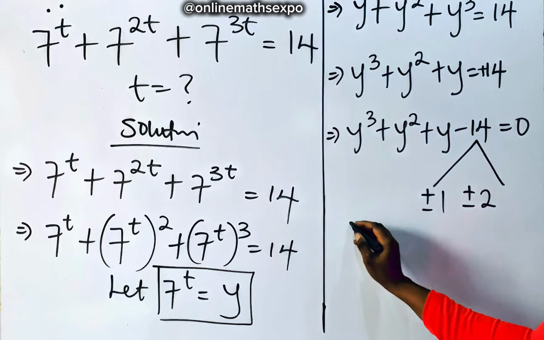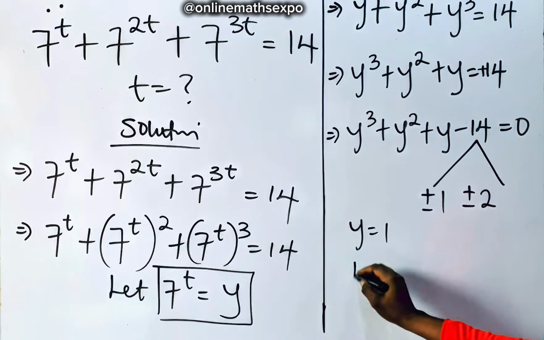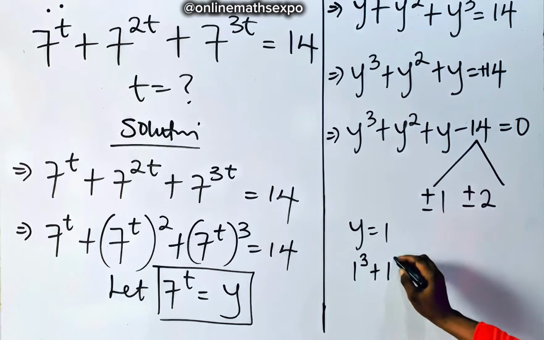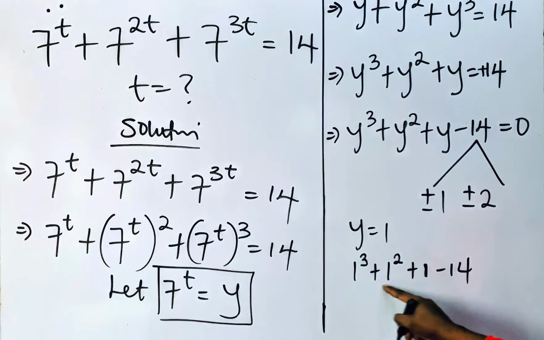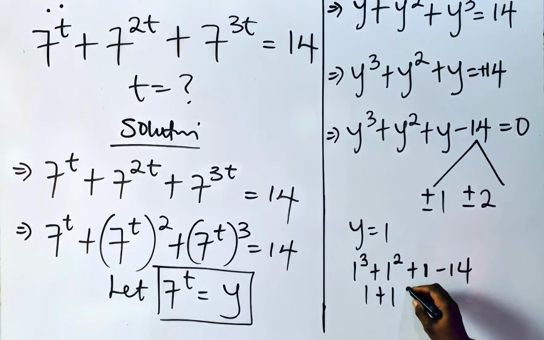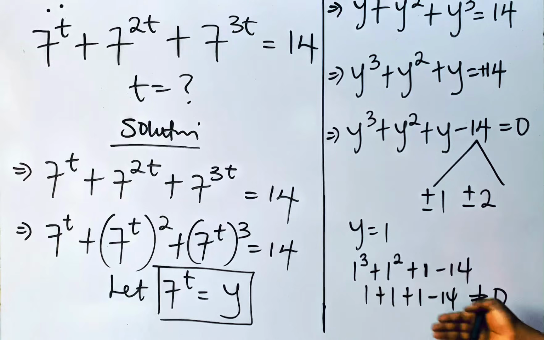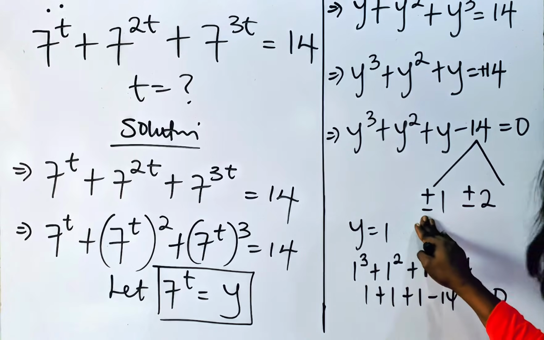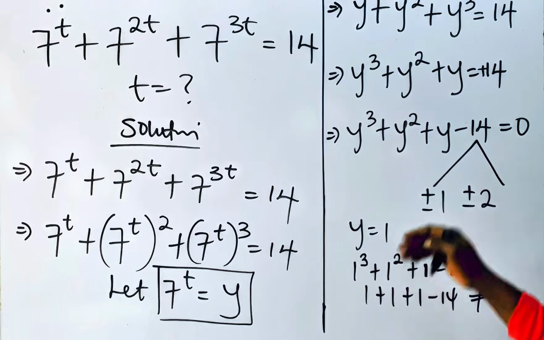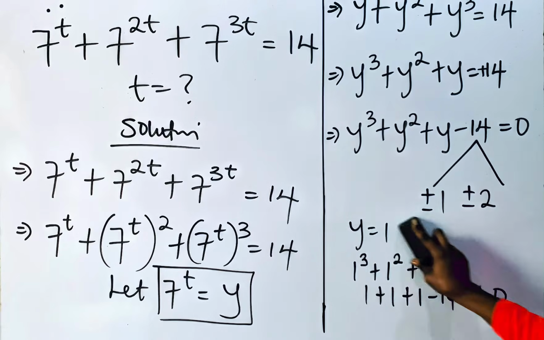So let's check if y is 1, plug it here. You're going to have 1 cubed plus 1 squared plus 1 minus 14. This gives you 1 add 1 add 1 minus 14, and this is not anywhere close to 0. So y being 1 is not equal to 0. You can check for when y is negative 1, and let's see what it gives you. Now you also go for the next one.